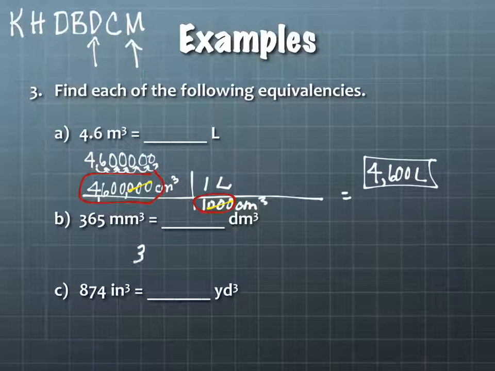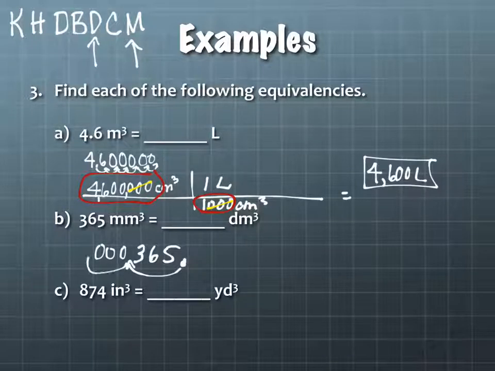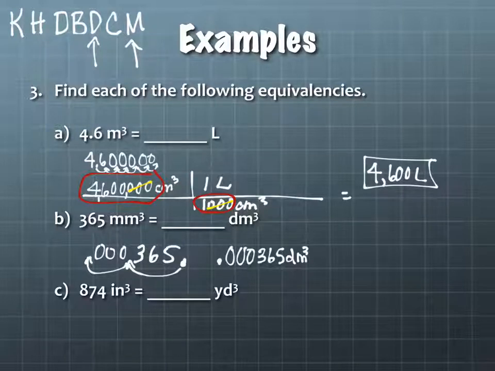So we're starting with 365. Here's my decimal point. That's 3 locations because I had 3 numbers, and I need to move it 3 more, so I'm going to need 3 zeros in front. So I have a decimal point followed by 3 zeros, and then 365 decimeters cubed.